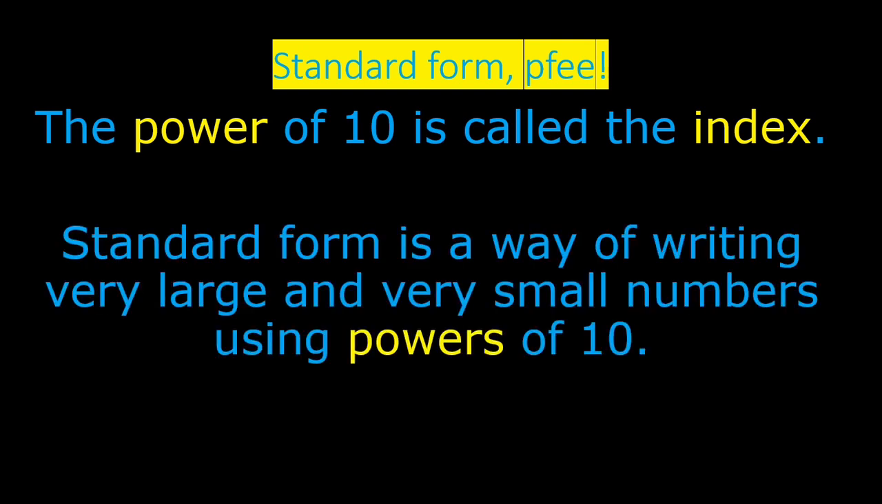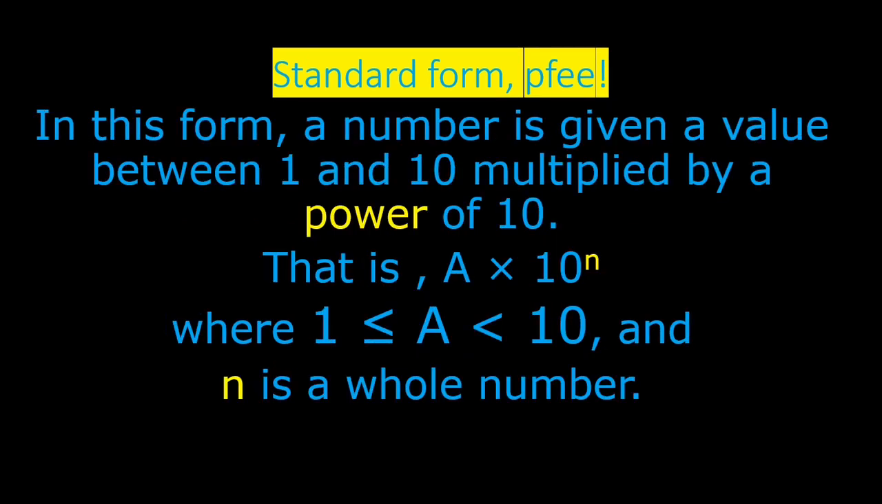Standard form is a way of writing very large and very small numbers using powers of 10. In this form, a number is given a value between 1 and 10 and then multiplied by a power of 10. To summarize, standard form is in this notation: a times 10 to the power n, where a is any number which is equal to or greater than 1 but less than 10.